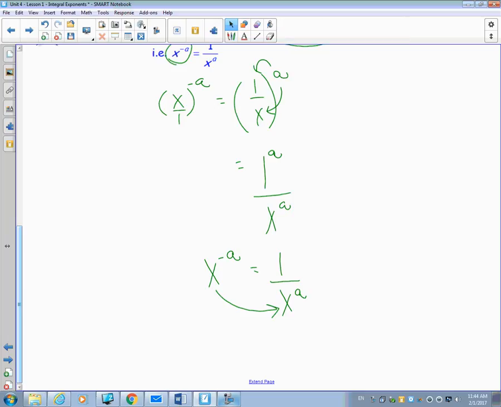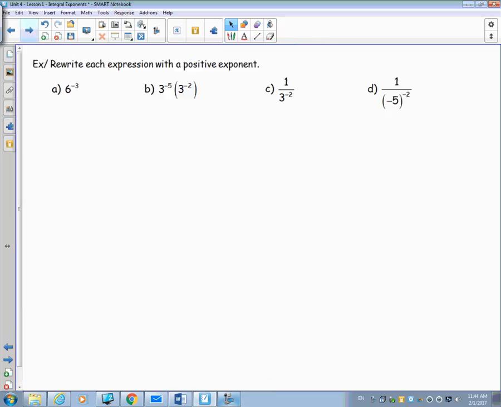Okay, we're going to try some, see how this works. If that doesn't quite make sense yet, let's try some things. So I see 6 to the negative 3. Okay, that's a negative exponent, so I make a fraction. My base goes on the bottom, my exponent becomes positive, and there's a 1 left on top. That's it. Done. I'm rewriting these with positive exponents.